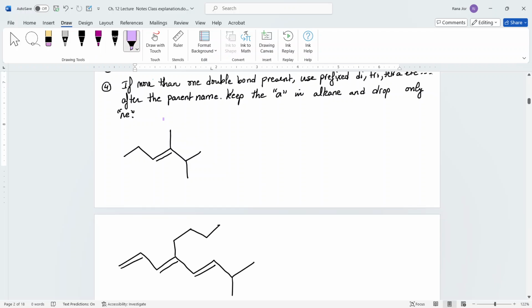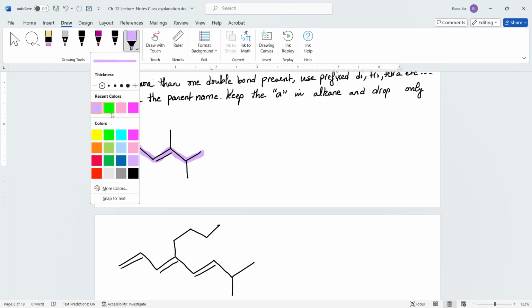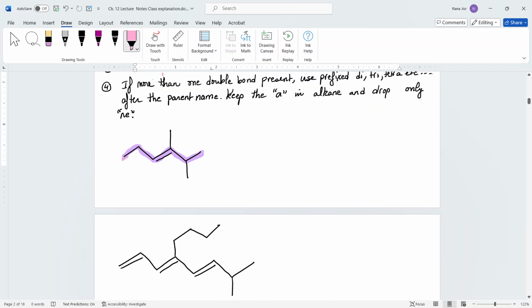So the rule again says choose the longest carbon chain that has the double bond in it. And if there is more than one double bond, you're going to choose the longest carbon chain with all the double bonds. Make sure that you include them all. So over here, for my longest carbon chain, I can go either this way or I can go this way. It doesn't matter, both are right, and they are going to give me the same number of carbons in there. So just to choose one way to go with, I'm just going to go ahead and choose that.